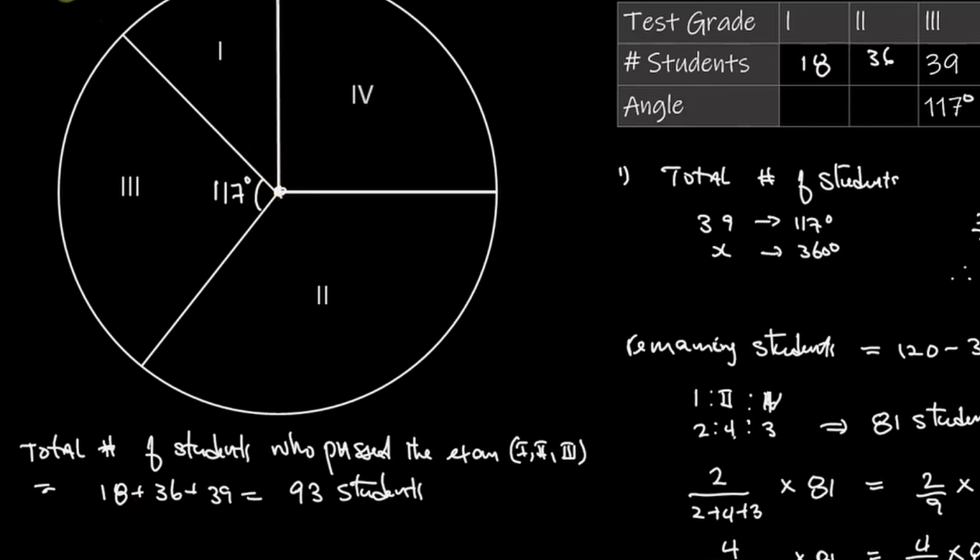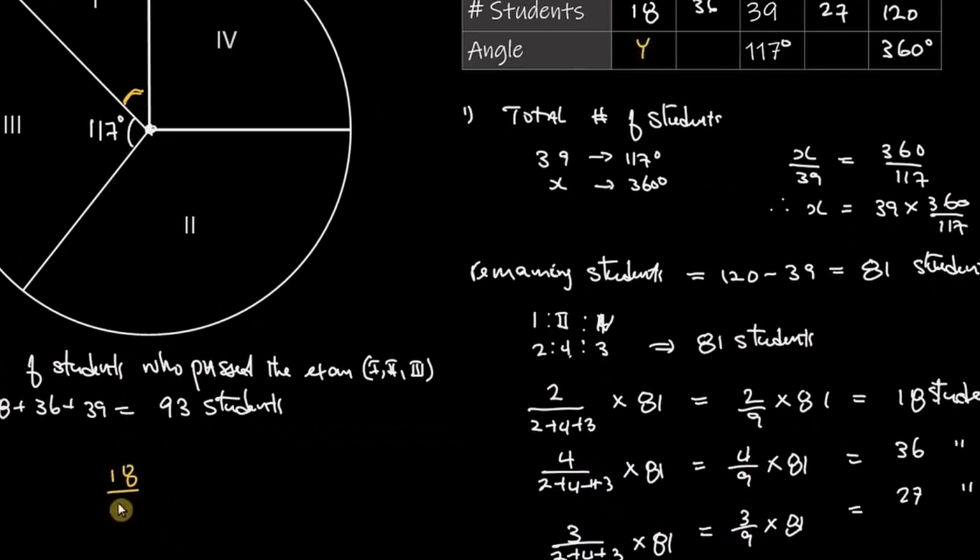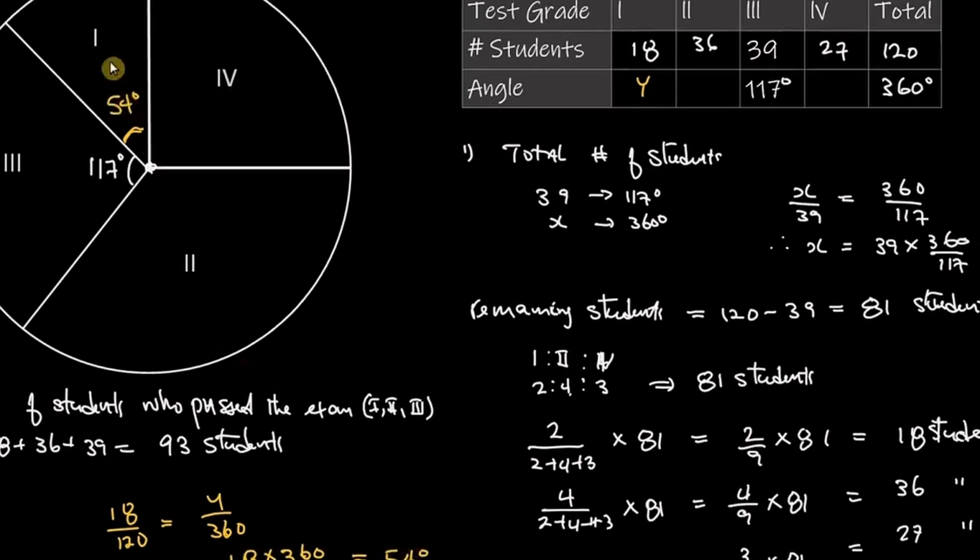So this is the grade 1 section here. Let's just highlight it. What is the value of this angle? We know that there are 18 students who passed at grade 1. So what is the angle that should be represented by grade 1? If we call this angle y, we can say 18 over 120 is equal to y over 360. We could form that equation, and then we'd end up with y is equal to 18 times 360 over 120, and that is equal to 54 degrees. Let's move on to question number 6.